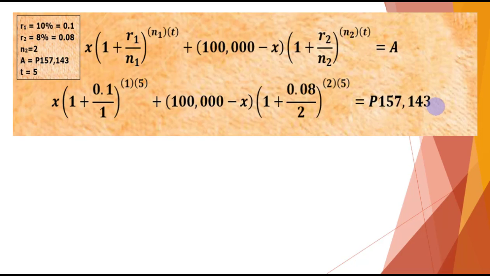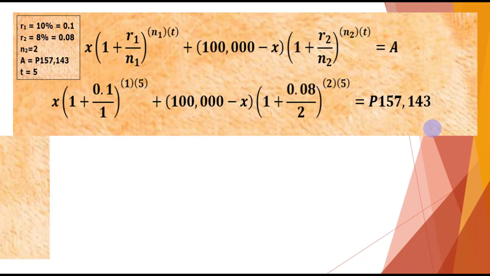And we have A is given to be 157,143 pesos. So for the first bank, we have 10%. Compounding period is yearly or annually, so N equals 1, raised to N times 5. So plus (100,000 − X) times (1 + 8%/2) raised to 2 times 5. So it equals this one.